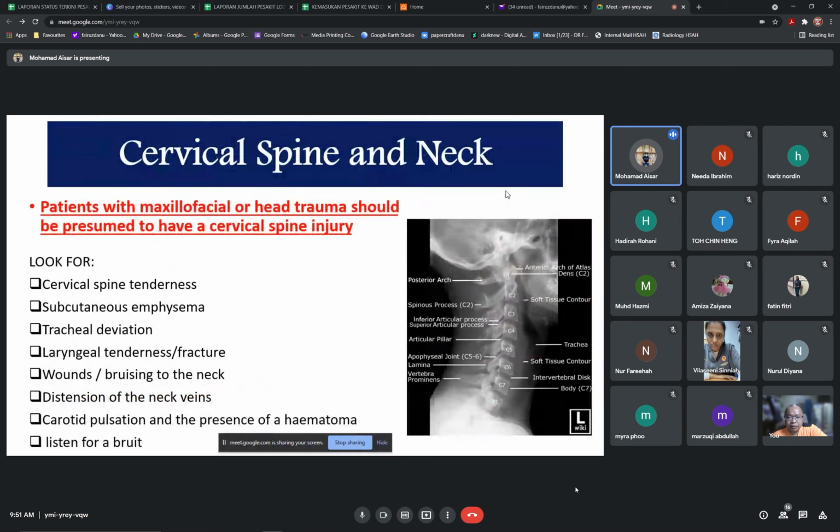Next, we move to cervical spine and neck. So we should presume that all patients with trauma have a cervical spine injury. So we put cervical collar and then look for any cervical spine tenderness, any subcutaneous emphysema, tracheal deviation, any tenderness at the laryngeal, wound or bruising to the neck, any neck vein distension, any carotid pulsation and presence of hematoma, and listen for a bruit.